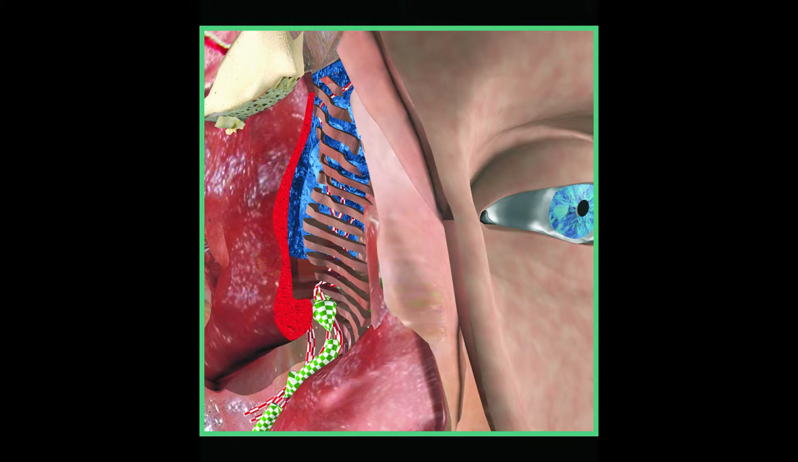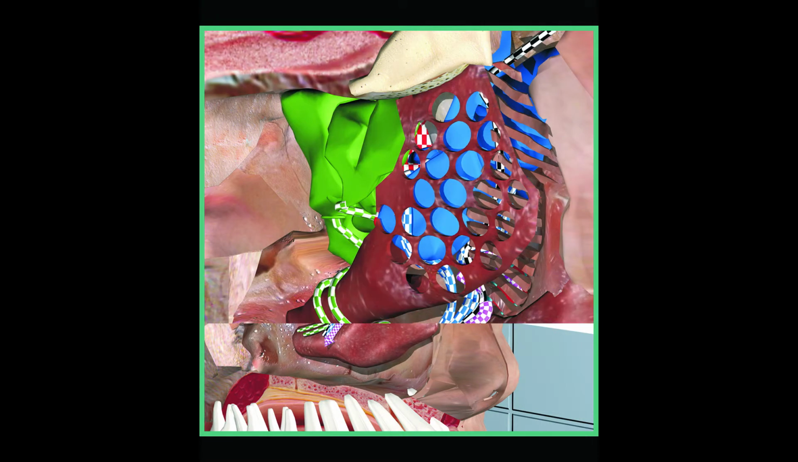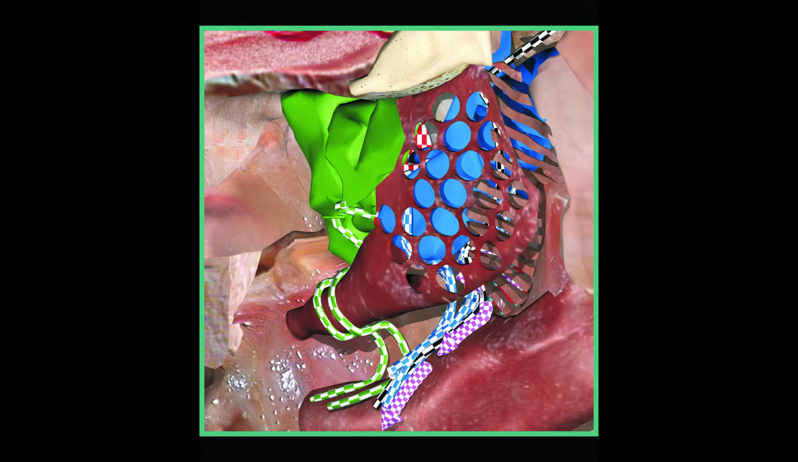The posterior ethmoid cells drain into a different location, green check. Their secretions exit above the middle turbinate and behind the portion of the middle turbinate called the basal lamella, red check. The anterior ethmoid drainage is shown in blue check, the maxillary sinus drainage in purple check, and the frontal in black and white check.